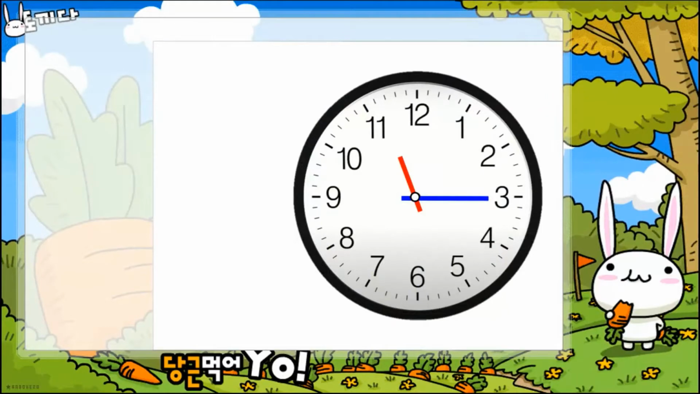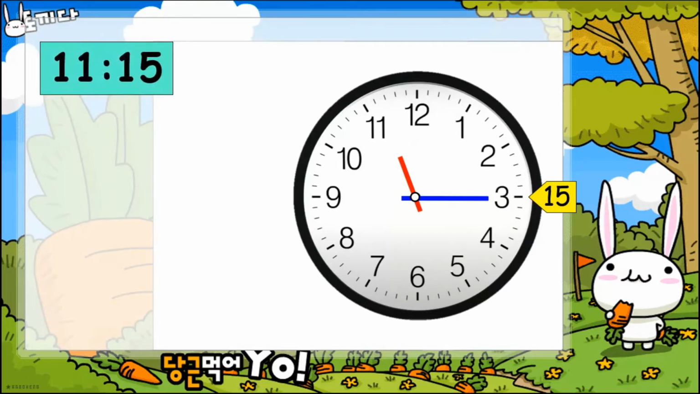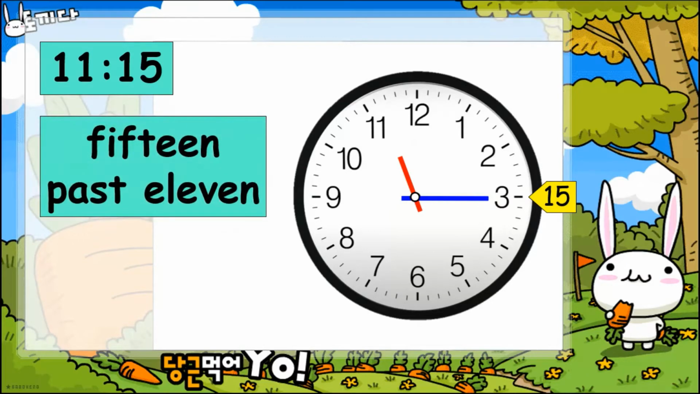Next, the hour hand is pointing to 11. The minute hand is pointing to 3, which means 15 minutes. We write time as 11:15. We can read it simply as 11:15. To tell in British way, it's opposite, and it might sound like 15 past 11, but it is more commonly read as a quarter past 11.